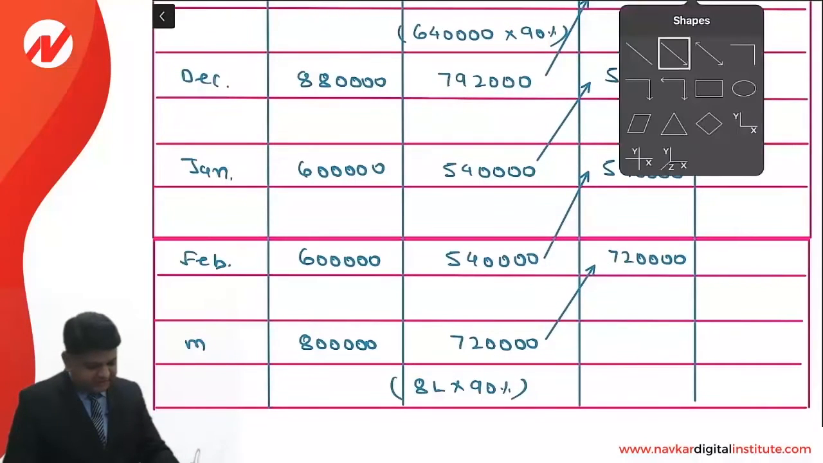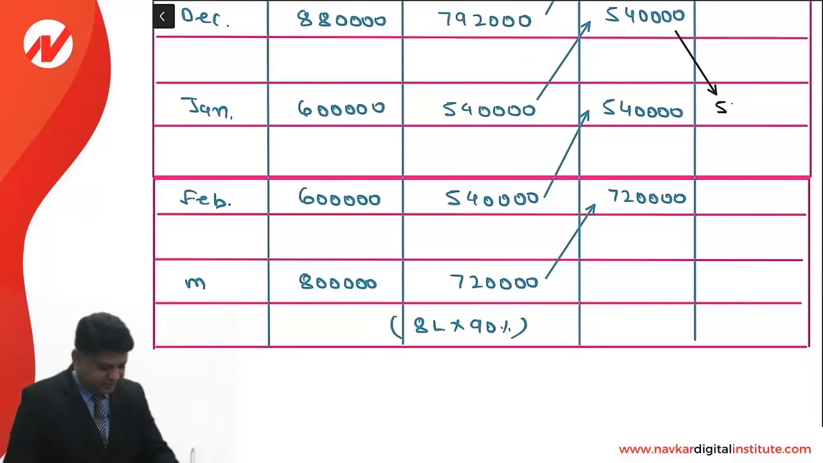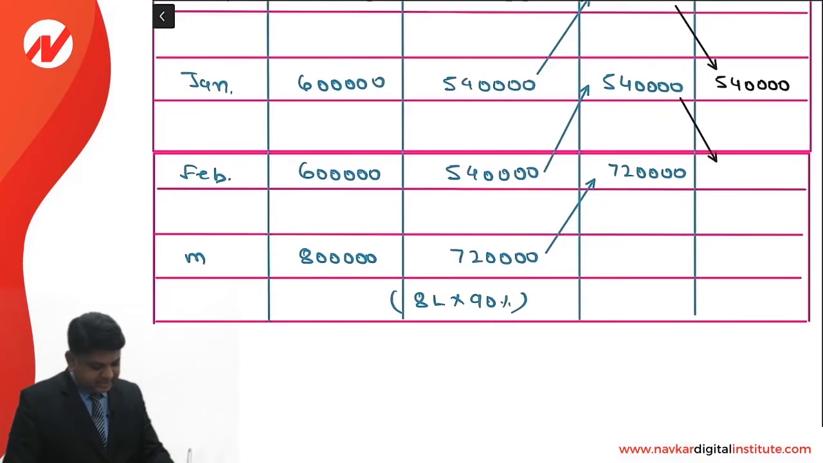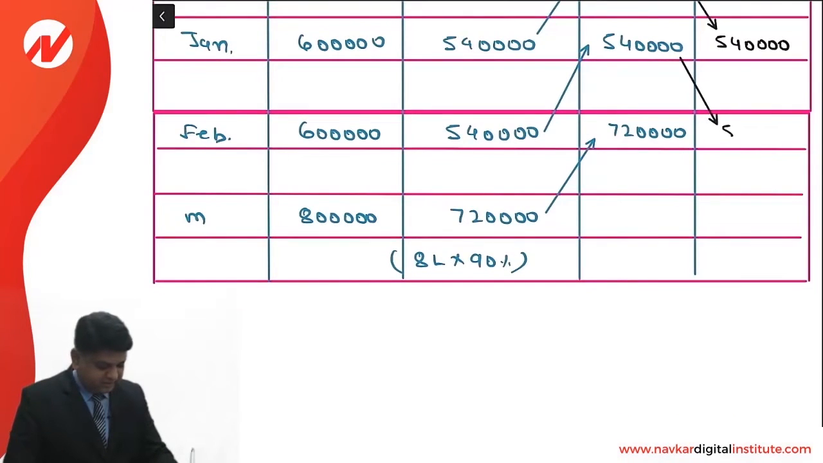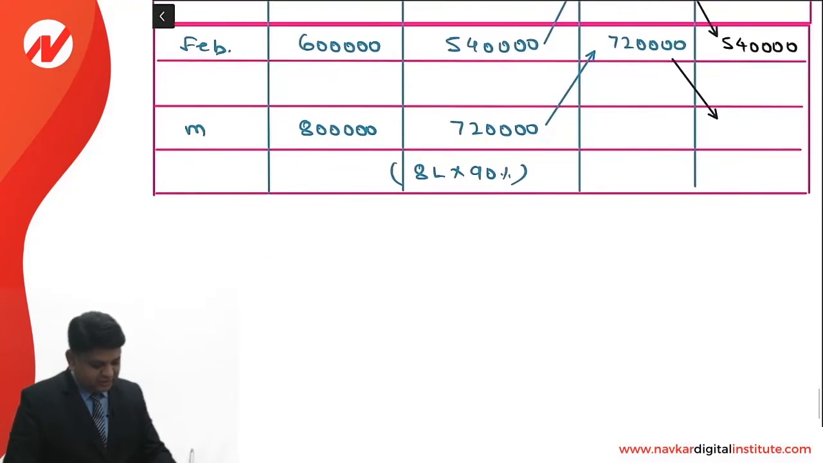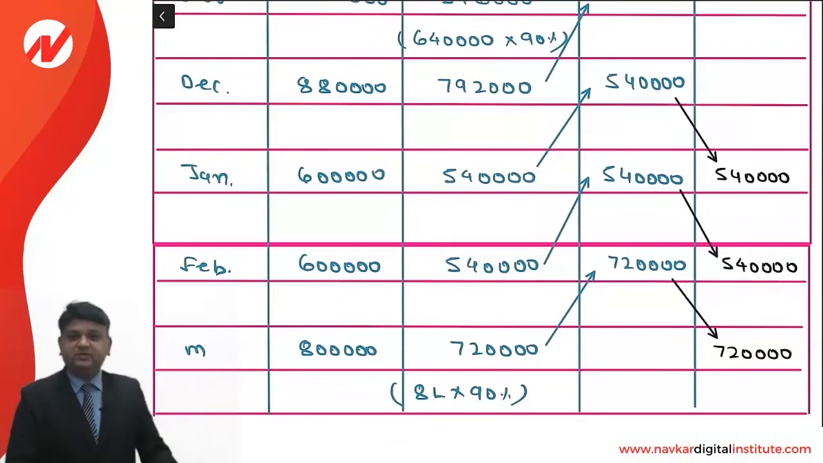Whatever the purchases of December must have been paid in the month of January, that is an amount of 5,40,000. Purchase of January will be paid in the month of February, that is an amount of 5,40,000 once again. Purchase of February will be paid in the month of March, that is an amount of 7,20,000. This is the way we are required to make the computation of the payment for the purchases in the month of January, February and March.